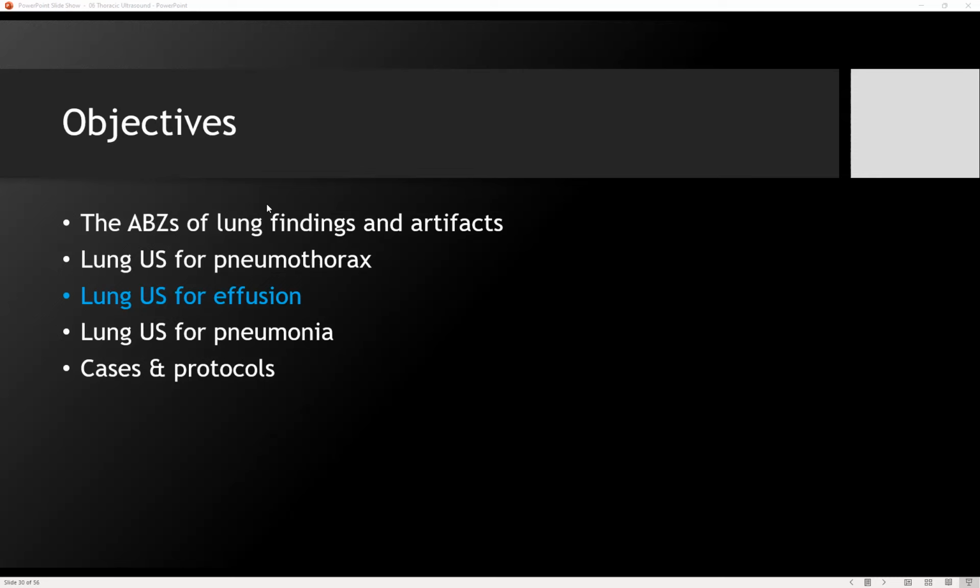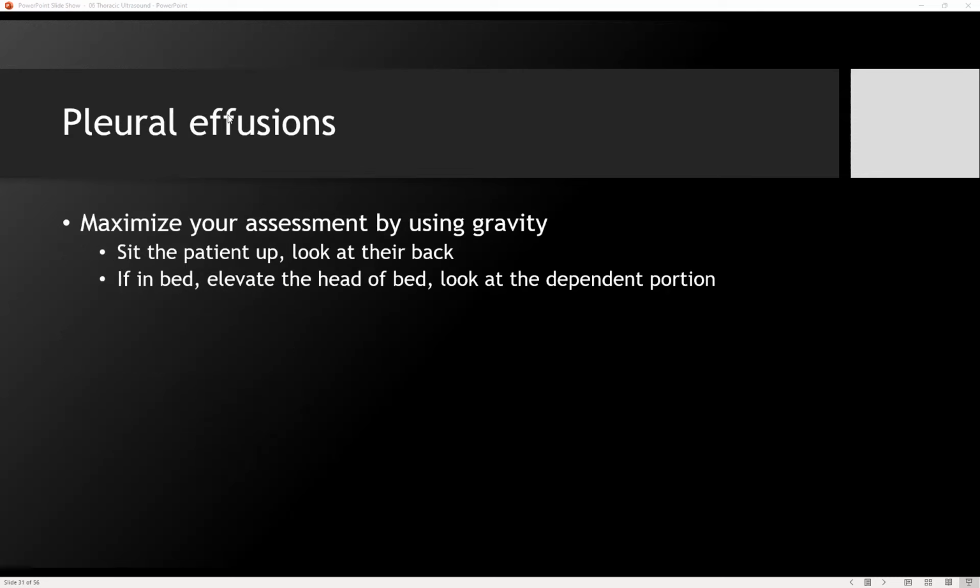So that's all I want to say about lung ultrasound for pneumothorax. Now I'm going to get on to effusion. And pleural effusions, when you're assessing them, I think we do this a lot for our thoras, so I'm not going to belabor it, but obviously you want to make the effusions as dependent as possible. So if the patient's sitting up, you can look at their back. If they're in bed, you want to elevate the head of the bed and look at the most dependent portion.